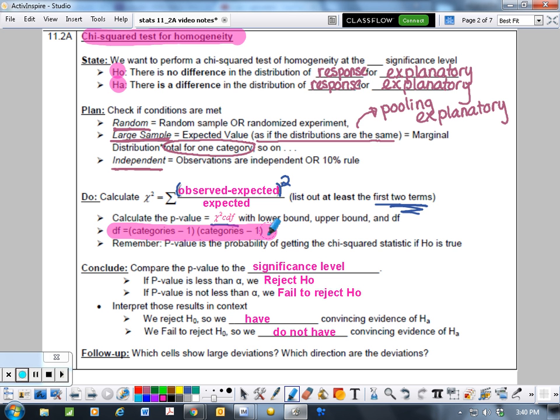Remember, our p-value is the probability of getting a chi-squared statistic like this if H0 is true. Then we compare it to our significance level. If it's less than our alpha, we reject. If it's not less than our alpha, we fail to reject. We interpret those results in context. Then we do our follow-up, which is which cells show the largest deviations. What has the highest component, and in what direction? Are they higher than we expected or lower than we expected?